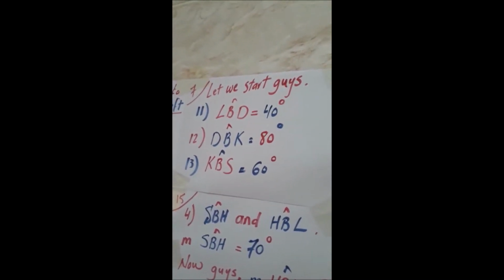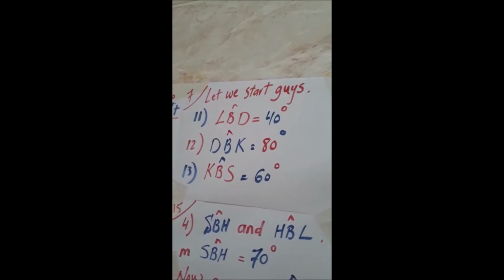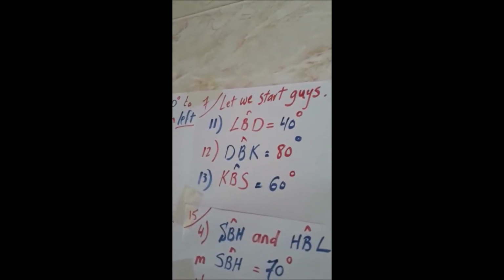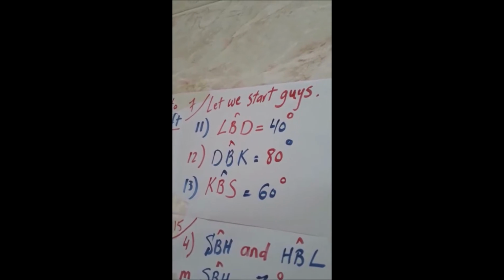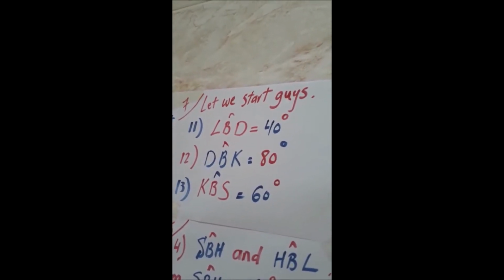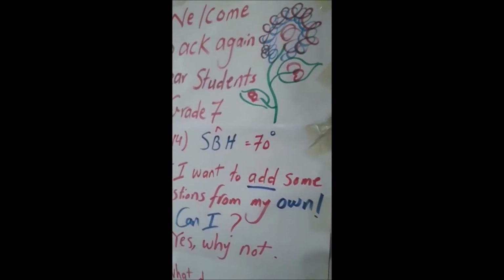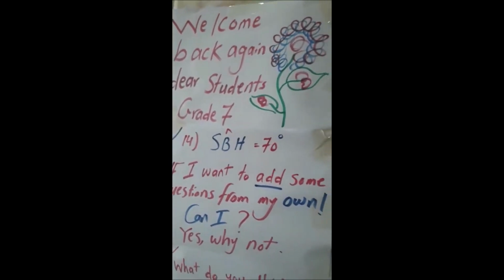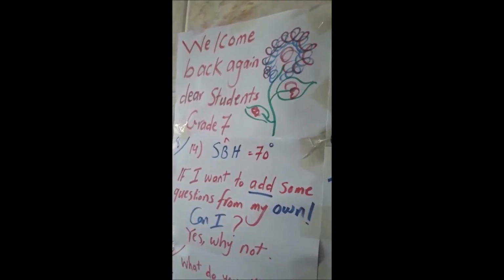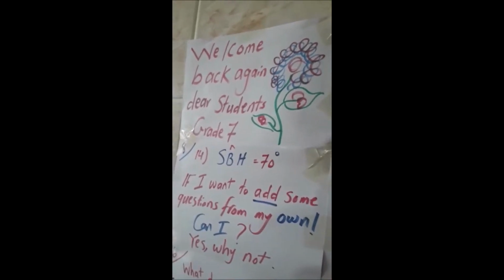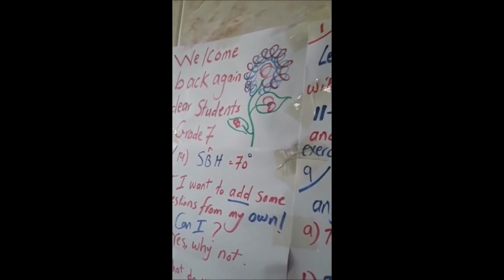Okay, so here, as you see, we have the measure of these angles, and it looks like all of them are acute, because you know the definition of the acute angle is greater than 0 and less than 90. So LBD is 40, DBK is 80, KBS is 60, and the last one, SBH, again, it is 70. So all these angles are acute, because the definition of acute angle is greater than 0 and less than 90.